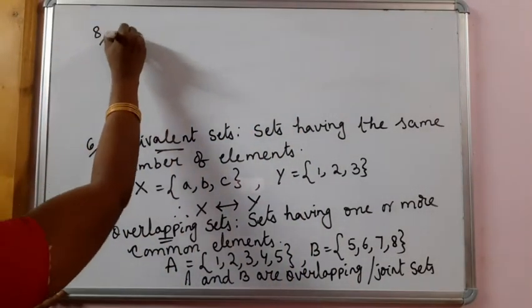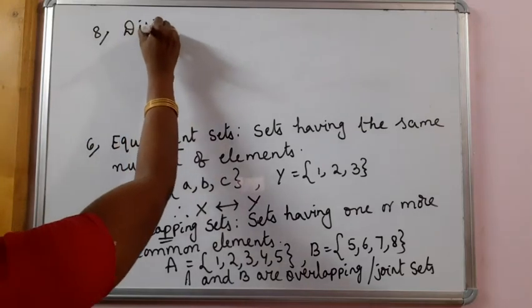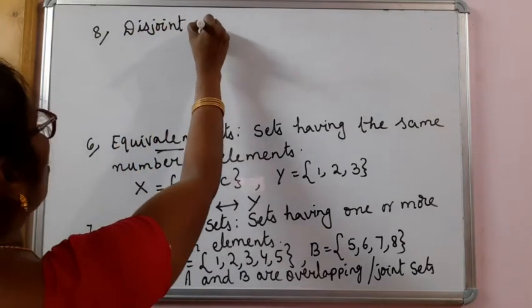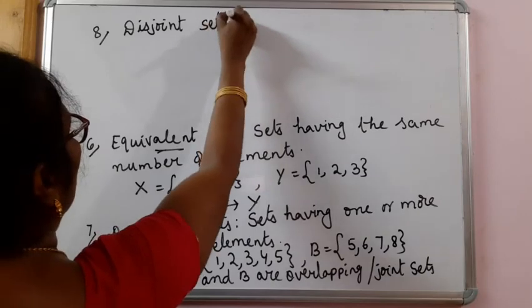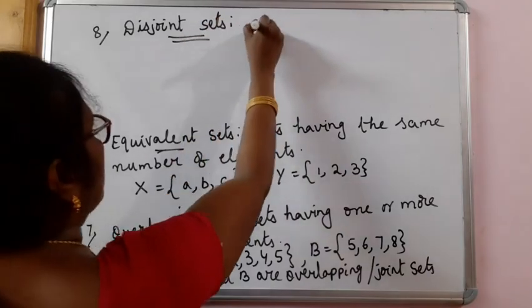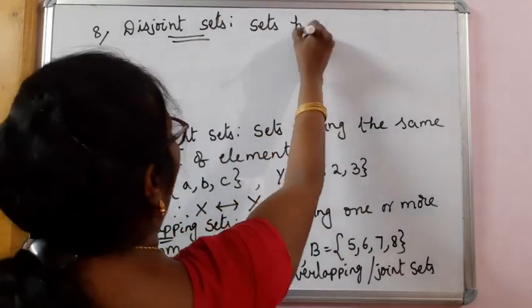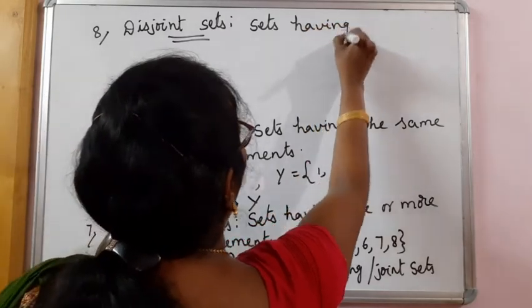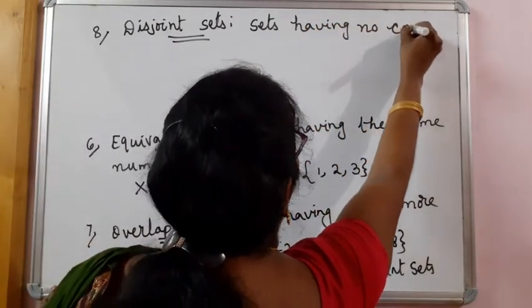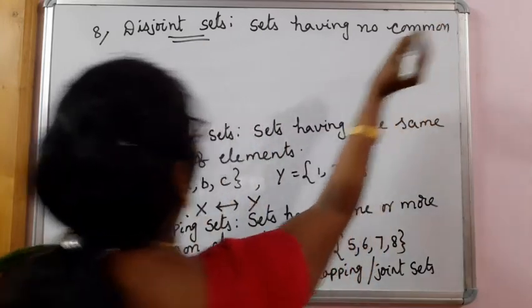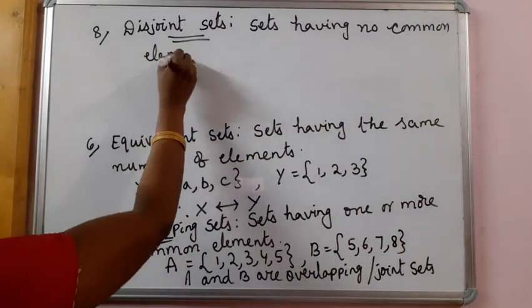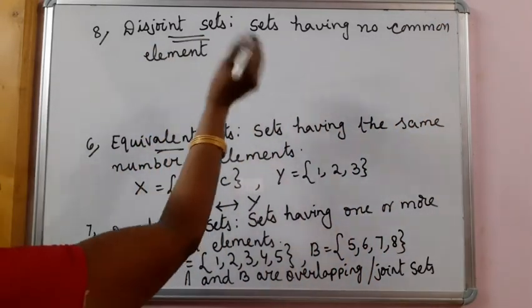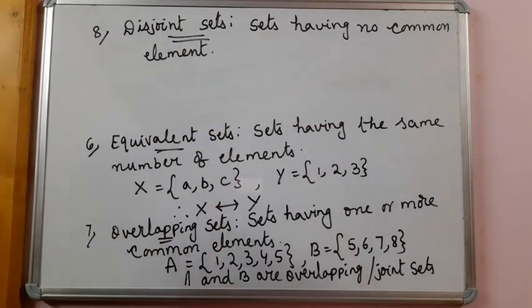Let me explain. Disjoint means there is no common element. Two or more sets having no common element are known as disjoint sets.